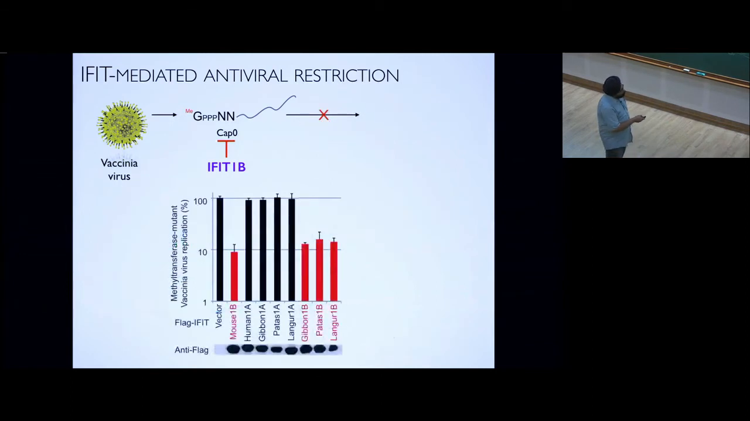And in fact, if you look at different orthologs from different species, it turns out that all IFIT1Bs have the property of restricting the vaccinia virus that lacks the CAP1 methyltransferase, but none of the IFIT1s do. To make matters a little bit worse, which really confused us for a long time, the human 1B, even though it doesn't have any stop codons, is basically a pseudogene. It does not encode an intact protein.